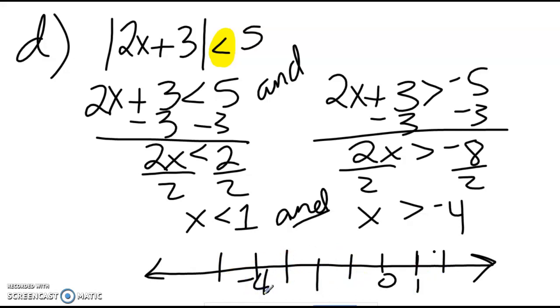All right, so when we have x is less than 1, that's going to be a filled-in circle at 1 going left, and then x has to be greater than negative 4, so it's everything in between negative 4 and 1. So there's one way to do this problem.